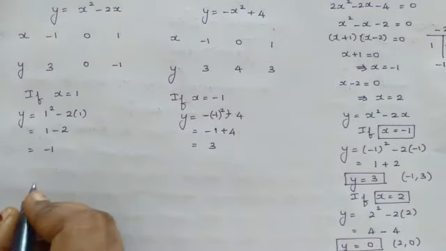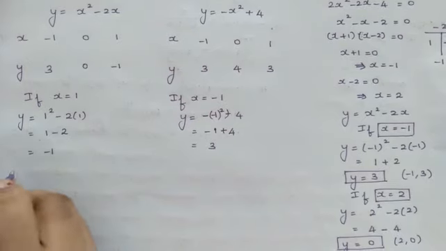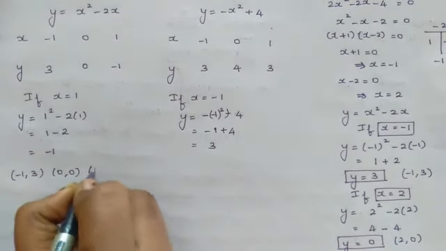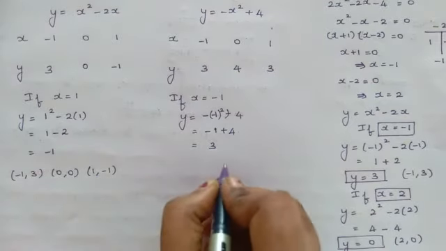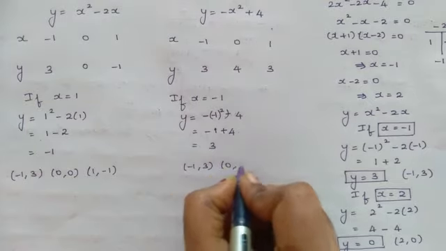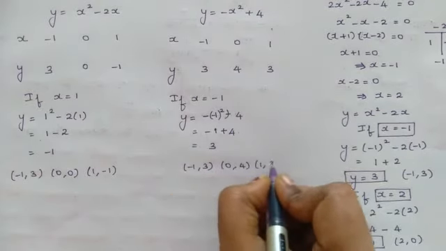So for this graph, we are going to plot the points minus 1 comma 3, 0 comma 0 and 1 comma minus 1. For this graph, we are going to plot minus 1 comma 3, 0 comma 4, 1 comma 3. Okay. Let's plot the points of both the parabolas in this rough graph.